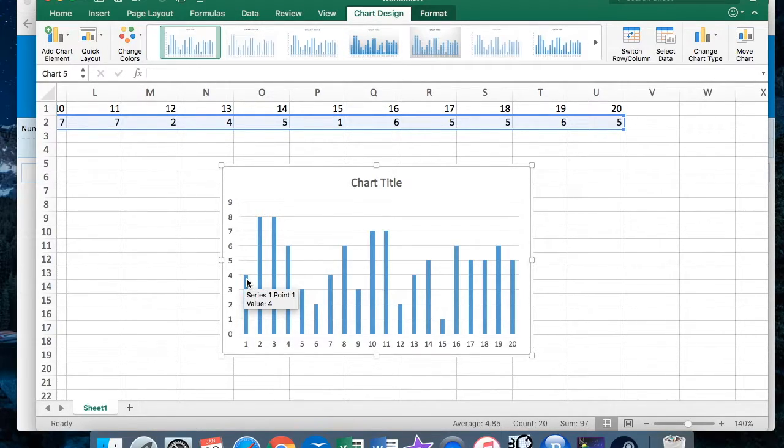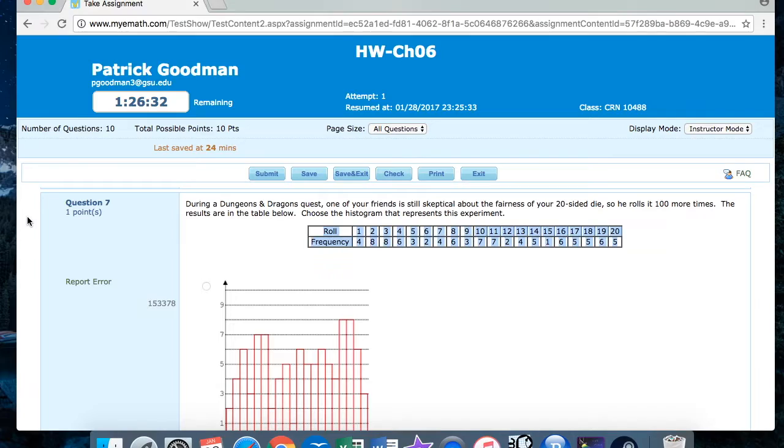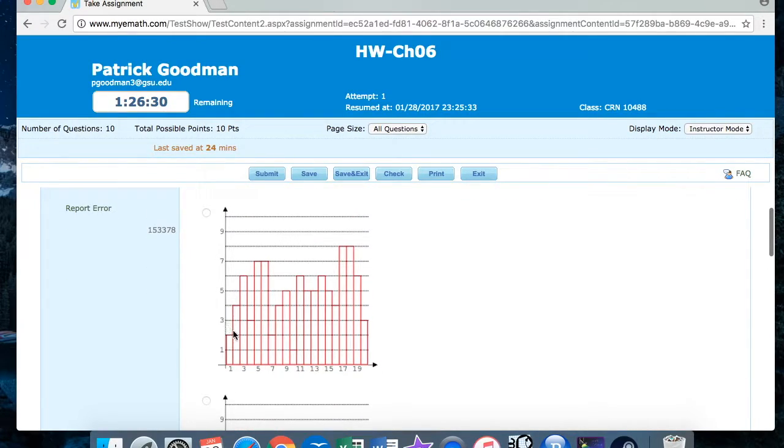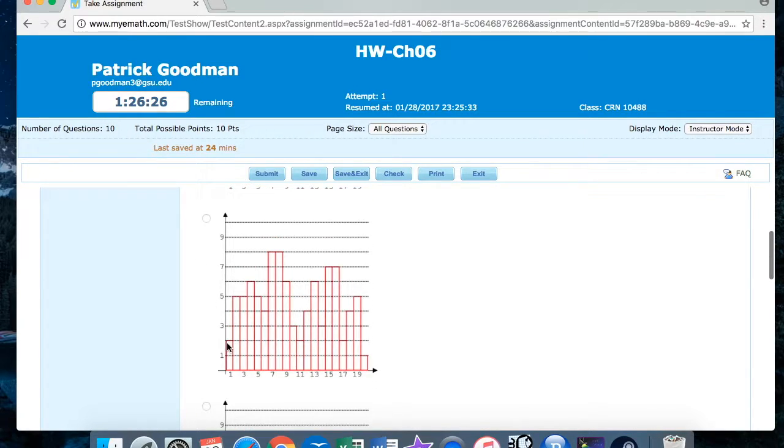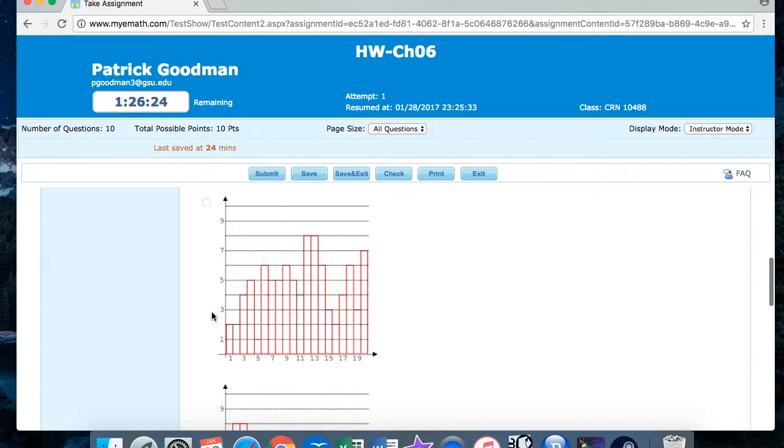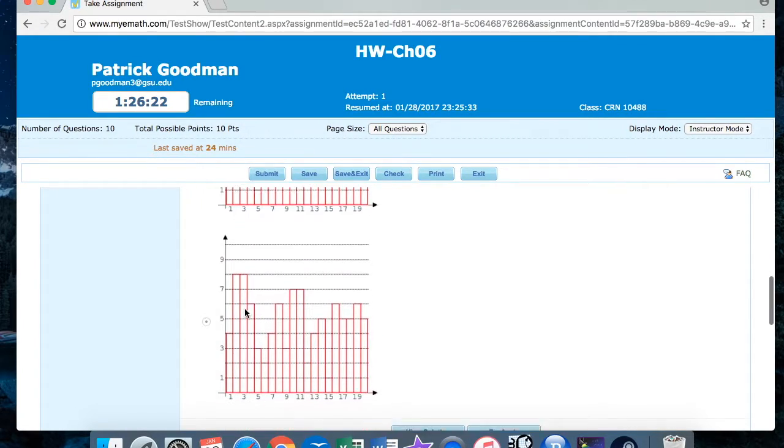Well, this one's 4, and then 8, 8, and then 6, 3. So 4, 8, 8, 6, 3. And let's check this out. So this one, the first number is 2, so that's not right. Here, the first number is 2, that's not right either. We're looking for 4. Here, okay, well, this was easy.